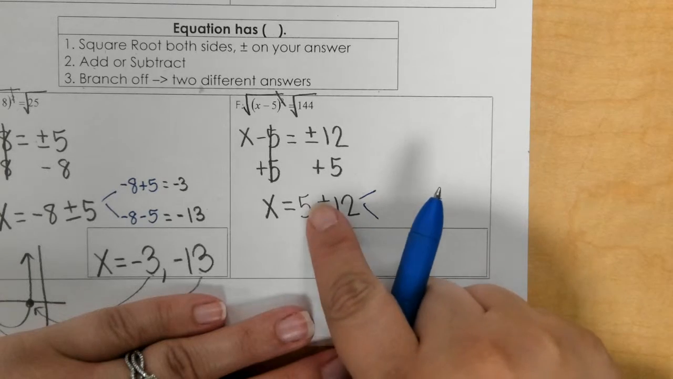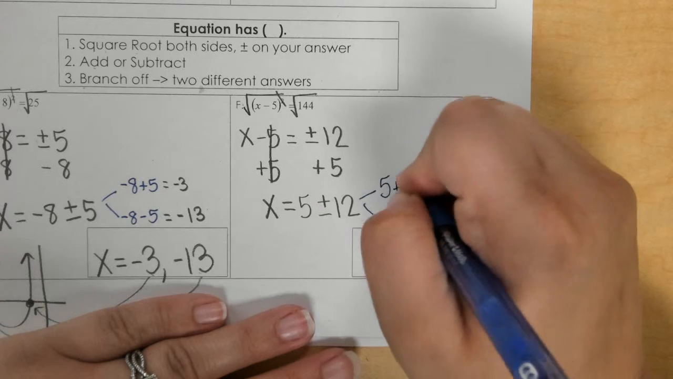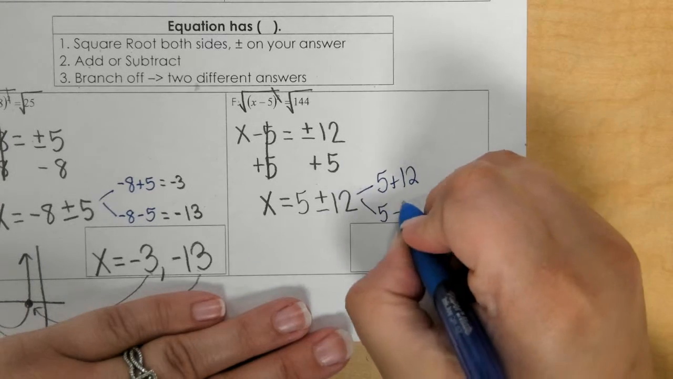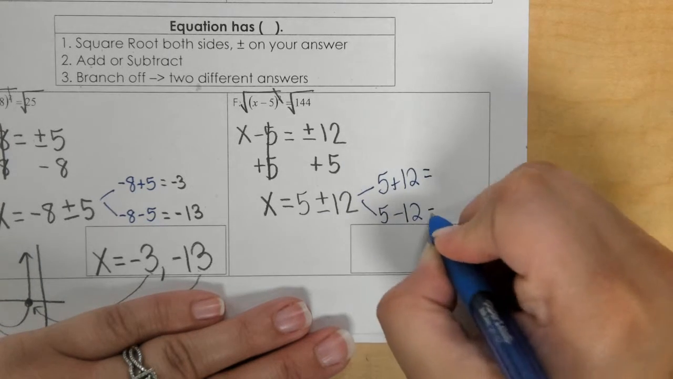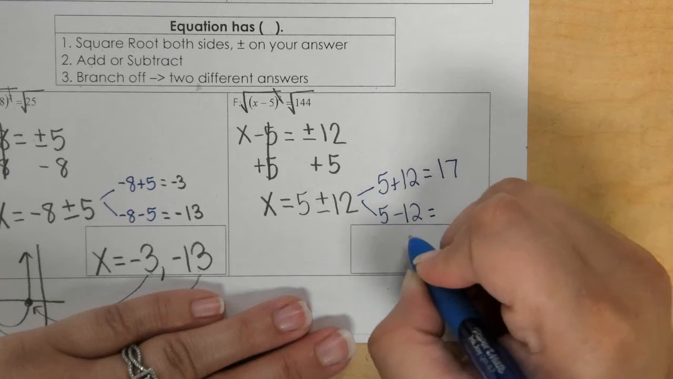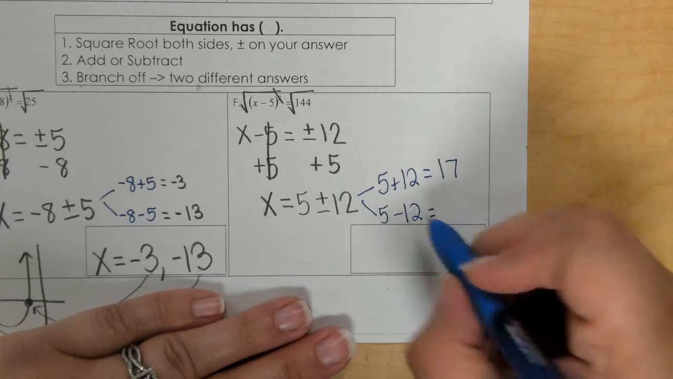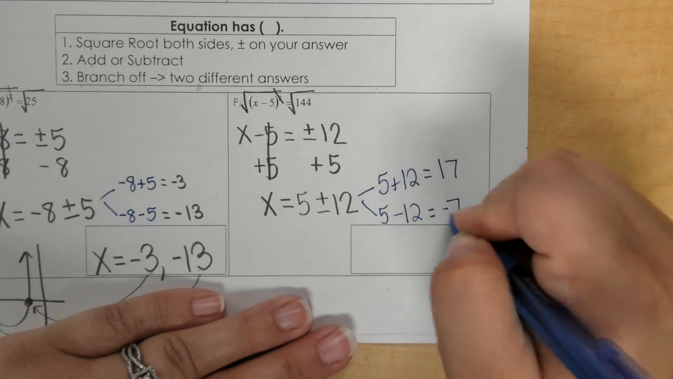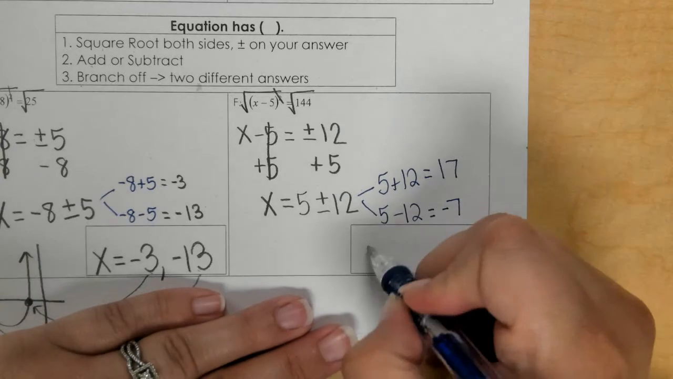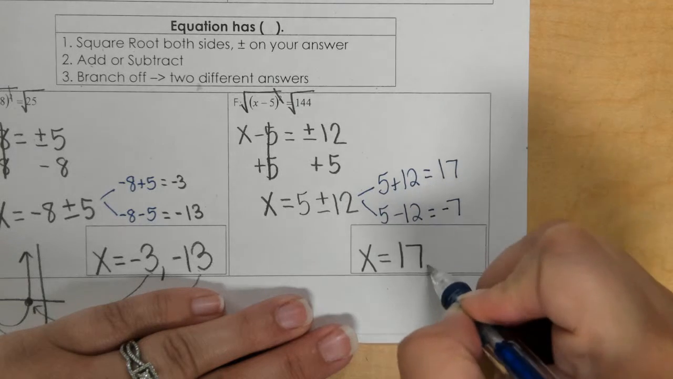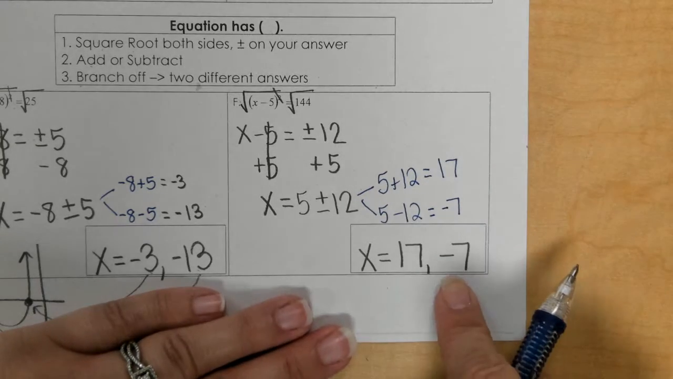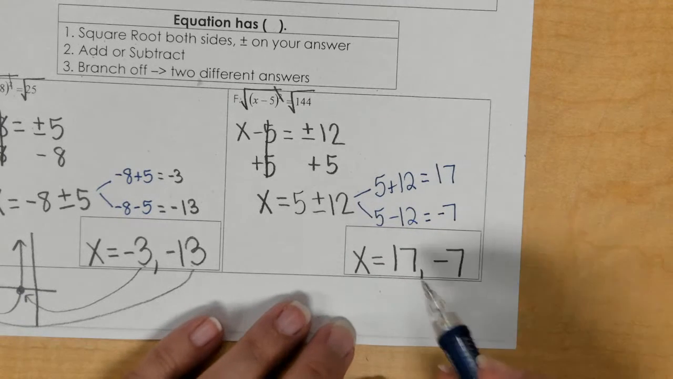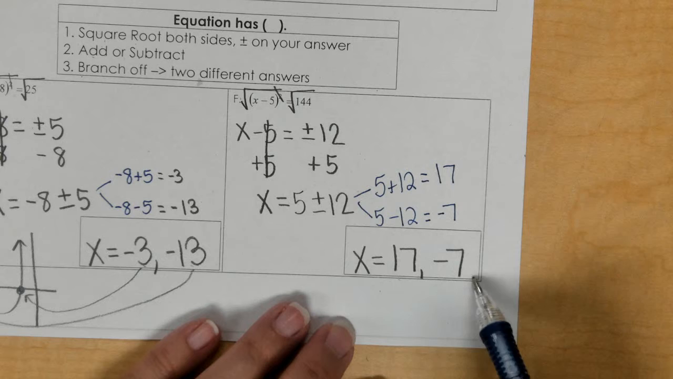Then I say 5 plus 12 and 5 minus 12. Okay, so 5 plus 12 is 17. 5 minus 12 is negative 7. So my two solutions are 17 and negative 7. Again, it's where the parabola would cross the x-axis at 17 and at negative 7.